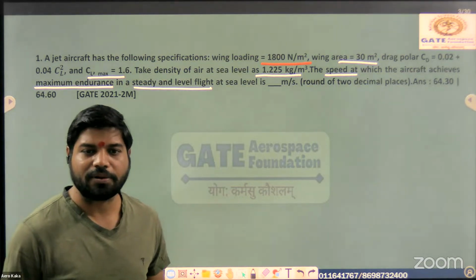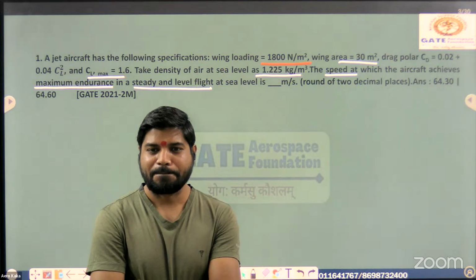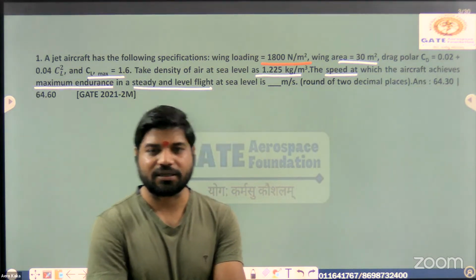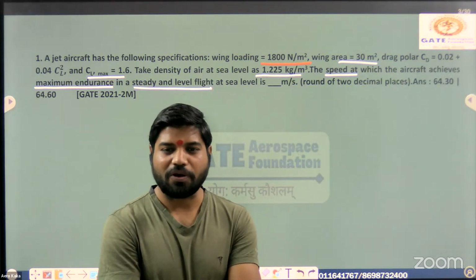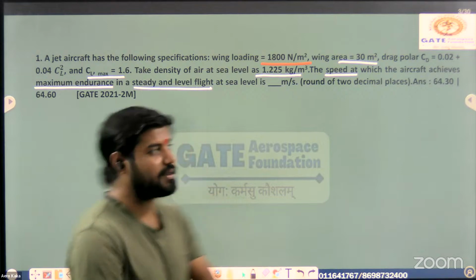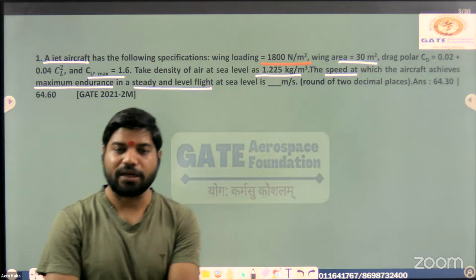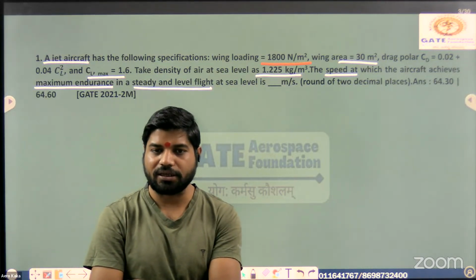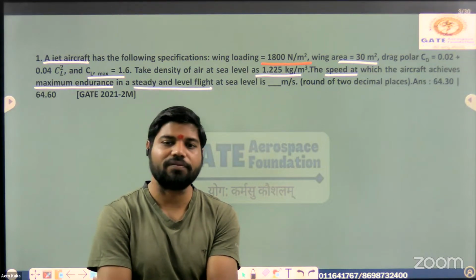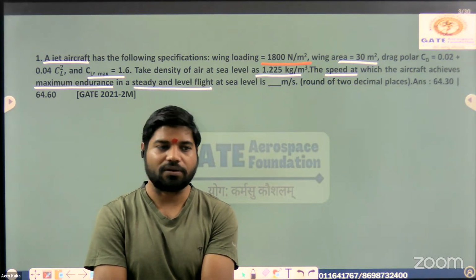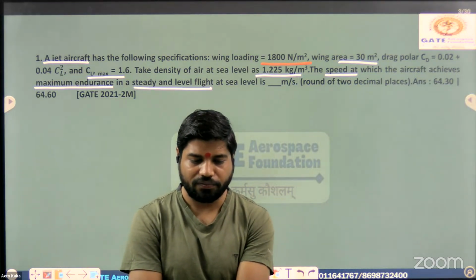So can you solve this problem? How to approach? First of all, which aircraft is this? Jet engine aircraft, or is it piston based, or propeller based aircraft? It is simply written here. It's a jet aircraft, right? So generally in range and endurance, if you are dealing with a jet engine aircraft, then we have two formulas. One is endurance, another one is range formula, right? Similarly, we have them for piston based, or propeller based aircraft. So what are the formulas? Anyone for this jet engine?